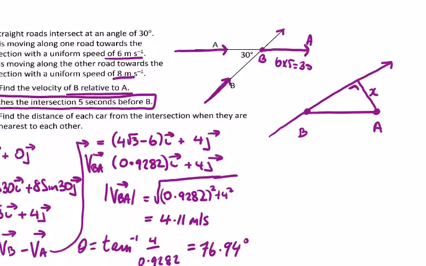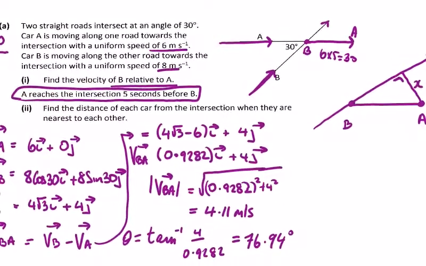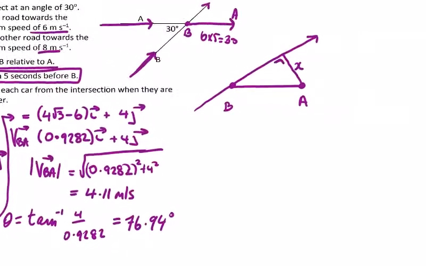What do we ask for? Find the distance of each car from the intersection when they're nearest to each other. Okay, so we need to find the shortest distance. So we have B here traveling along in this direction, the B relative to A. This is the point at which they're closest to each other. We have this angle in here, so we actually don't need X, we need Y here, and we have 30 as the distance between them. So Y is adjacent to the angle, so we have 30 as the hypotenuse.